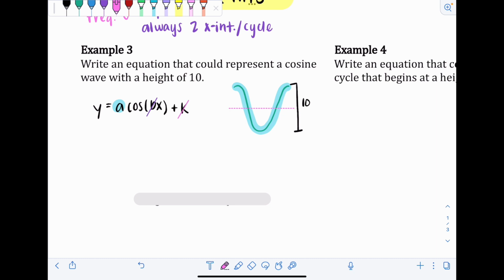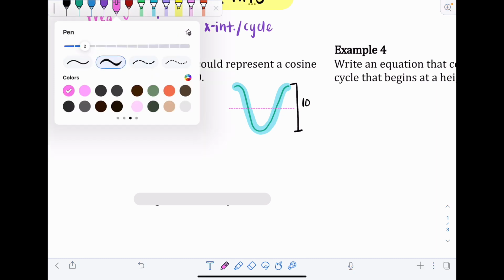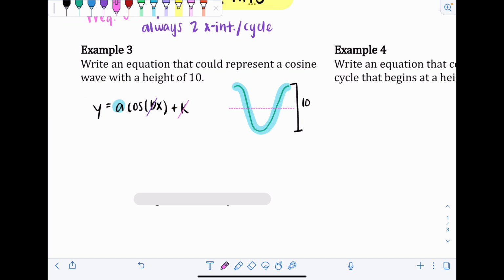So we know that the midline definitely cuts the graph in half. If it cuts the graph in half and the total height is 10, then the distance from the midline up to the maximum, the highest point, must be 5. And then down to the lowest point, that must be 5 as well, because if it's cutting in half, it has to be the same on top and bottom as far as the distances to the two extreme points. And those distances from the midline up or down, that's the amplitude. So the amplitude is equal to 5.